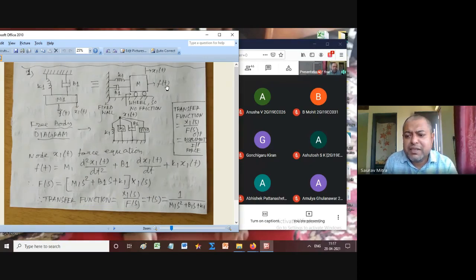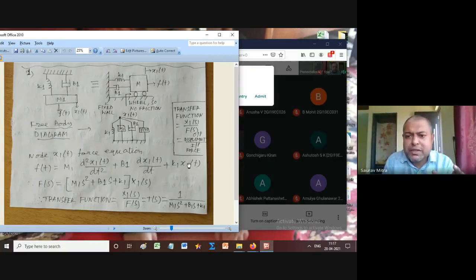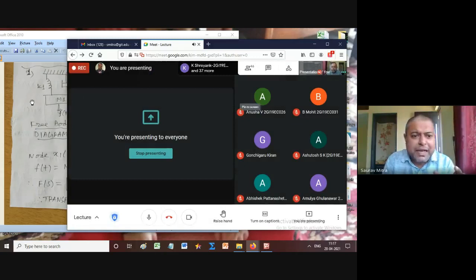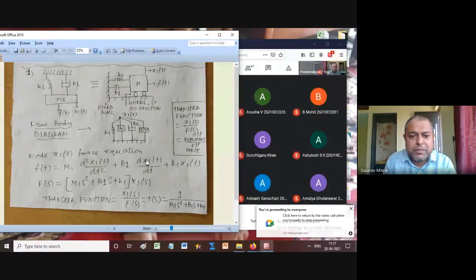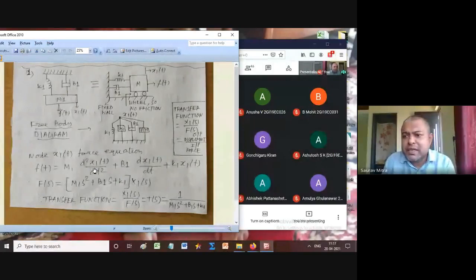Whatever force you are giving is getting divided into three parts. One force is moving the spring, that is k1 x1(t). The force is moving the dashpot, that is b1 into dx1(t)/dt, that is b1 into velocity, because if x is displacement, dx/dt is velocity, and d2x/dt2 is the acceleration. So F is equal to m into a. This is Newton's second law. There is nothing different to understand. Have you understood it now? Yes, sir.